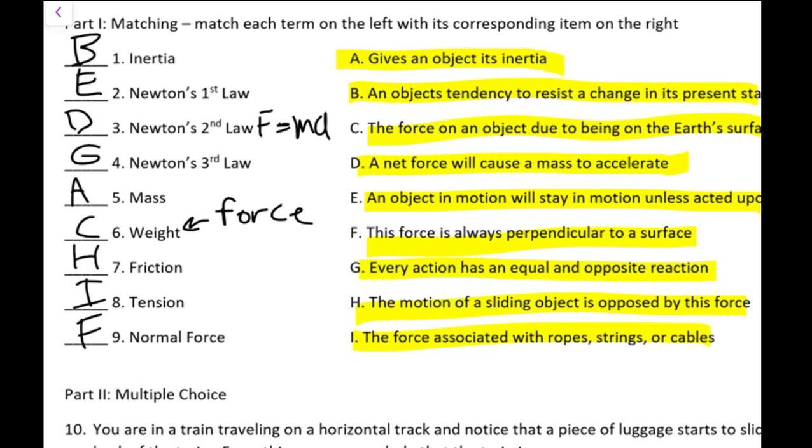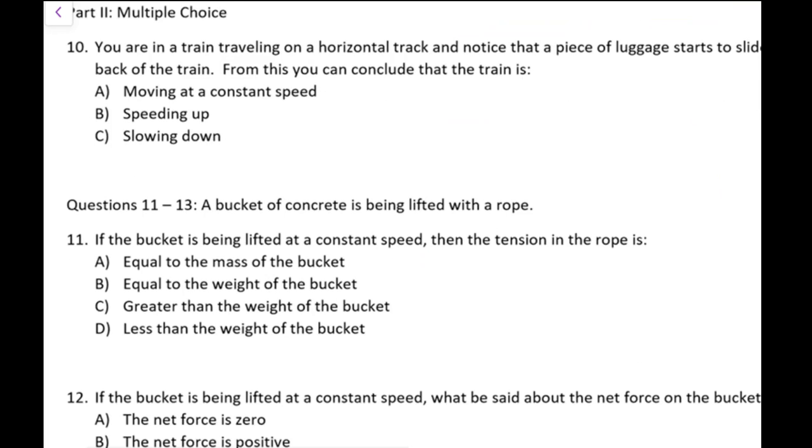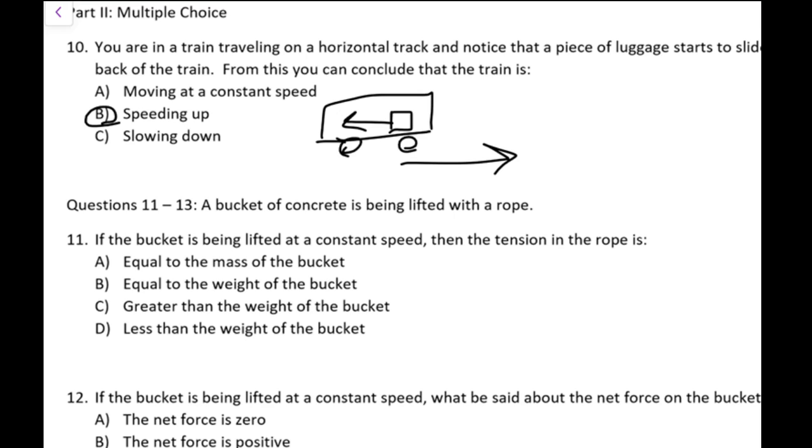All right, so those are just some definitions that you'll want to learn for the concept stuff. Some of the multiple choice questions. You're in a train traveling on a track, and notice that a piece of luggage starts to slide to the back of the train. So you're on the train. The luggage begins to slide backwards. From this, you can conclude what? So if we're on the train and the luggage is sliding back, that means the train must be moving faster than friction can accelerate this. So this must mean that the train is speeding up, and friction can't keep up with that.